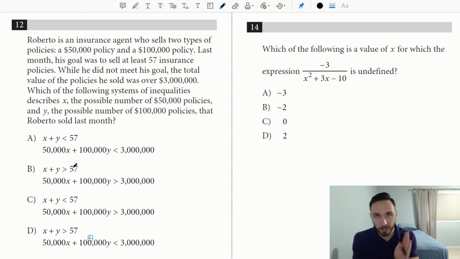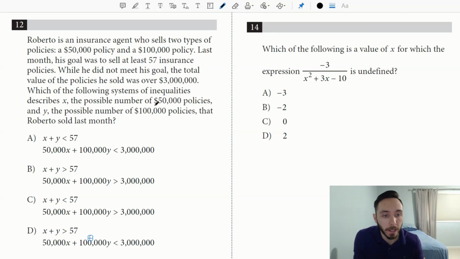SAT loves problems like this. Loves them. This type of problem I've answered so many times before. I have not answered the one with Roberto, the insurance agent, but I've answered this type of question dozens of times. The SAT will ask you a question like this, almost with 100% certainty, like really, really high certainty.